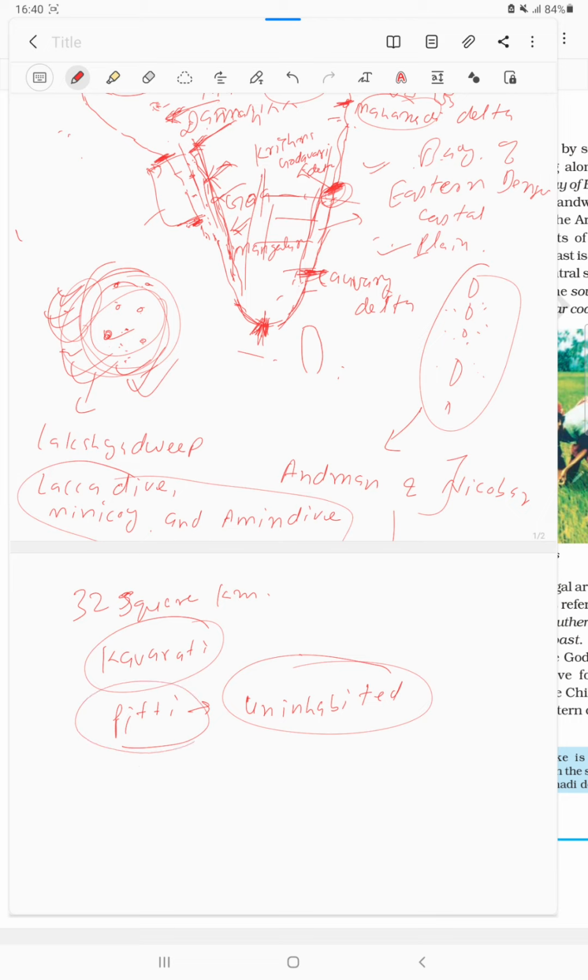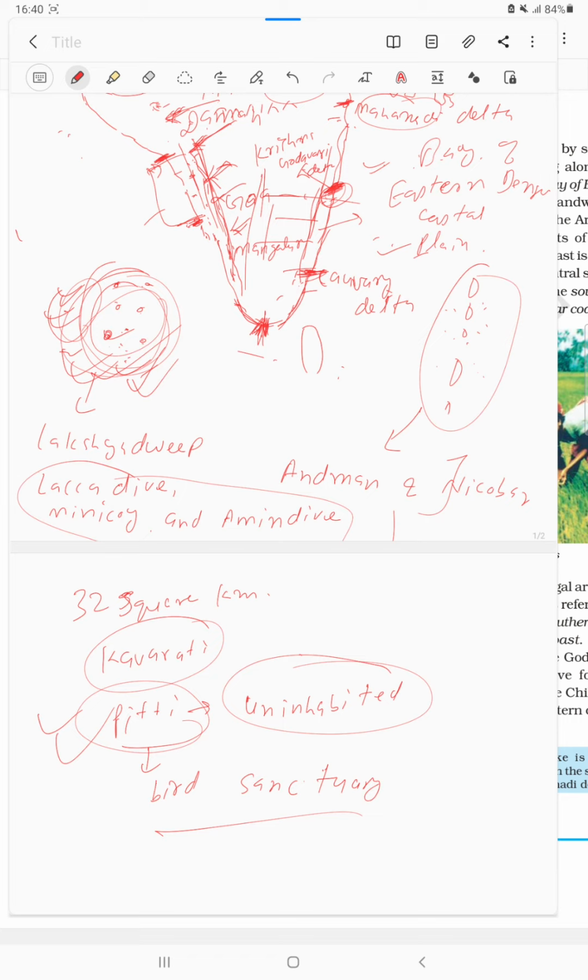Uninhabited, and here is what? Bird sanctuary. It is also known for its bird sanctuary. So a question could ask in which island PT Island is found. You can just write in Lakshadweep, PT Island is found in the Lakshadweep. Clear? And why is it famous? Because there is a famous bird sanctuary and it is an uninhabited area. Clear?